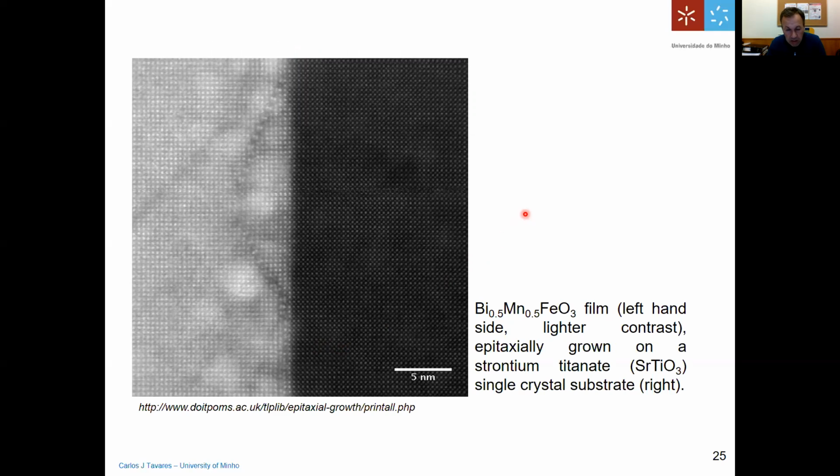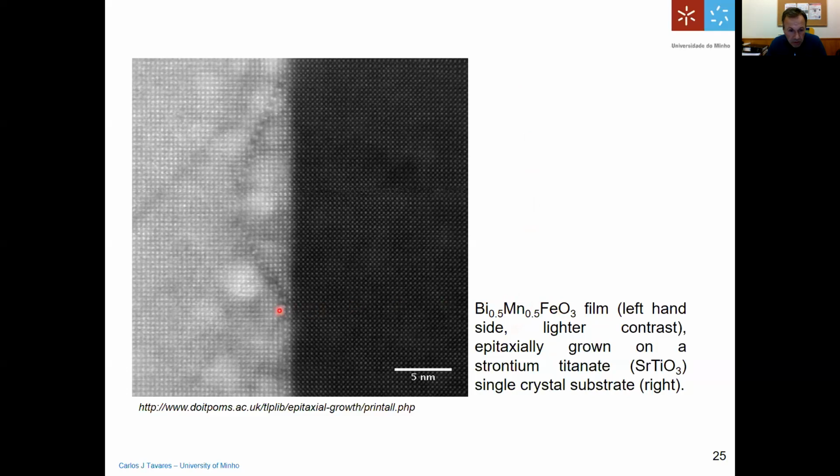It's a type of material which is called ABO3. It means that you have an A element, a B element, and 3 atoms of oxygen. Here, in this case, the A element is actually 2: it's bismuth and manganese, and the B element is iron, which is bonded with the oxygen.